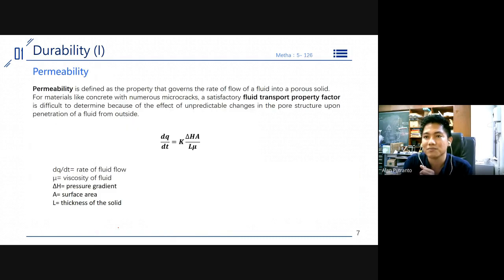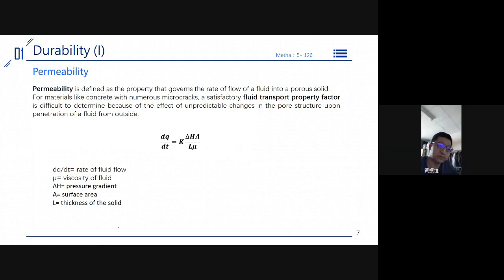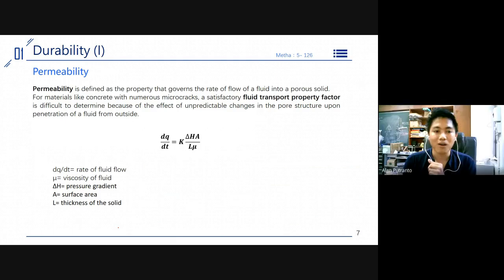Let's continue. This is a common permeability equation, and most equations can be derived from this. Actually, this one is for answers in the chat room. Yeah, there are some answers in the chat room. Oh, I cannot see the answers because I'm doing the presentation, but wait, I will check.